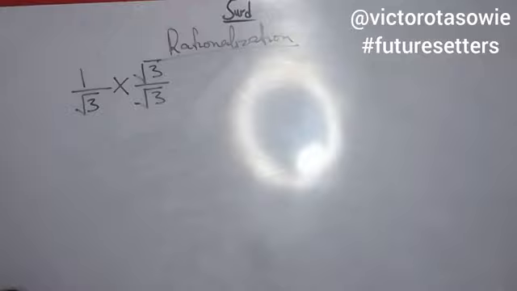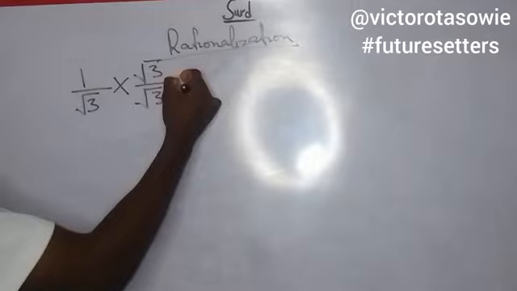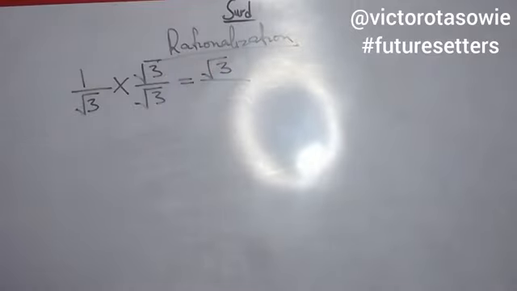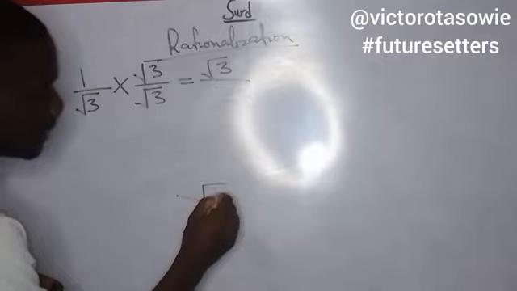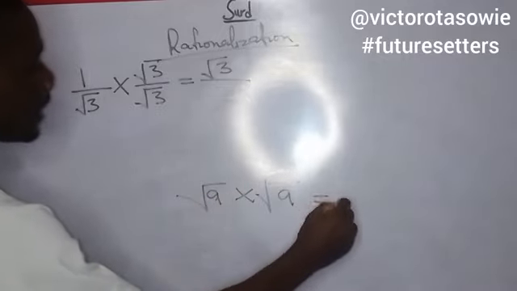So you ask yourself the question, 1 times root 3. 1 times any number is that number. So we have 1 times root 3 is root 3. The next part, which I've not told you, is if you have root a times root a, the answer is equal to a.